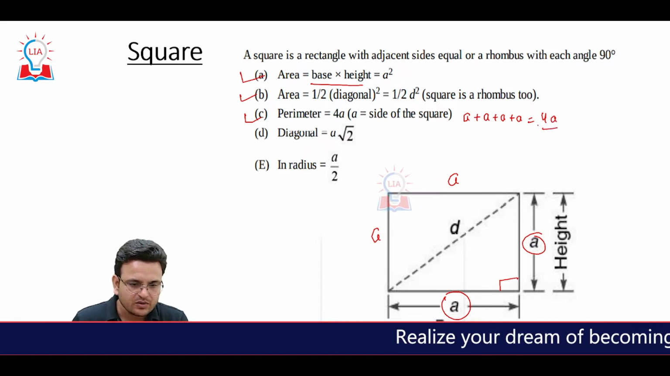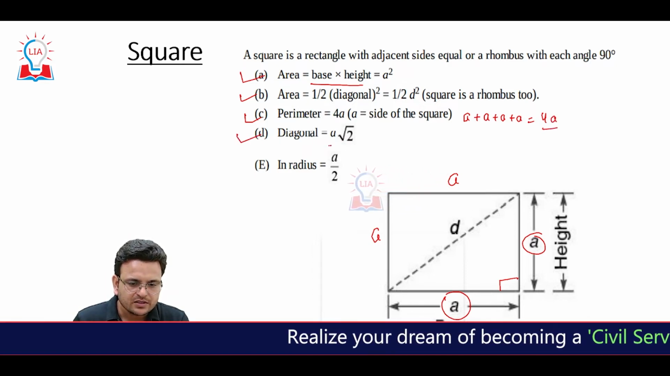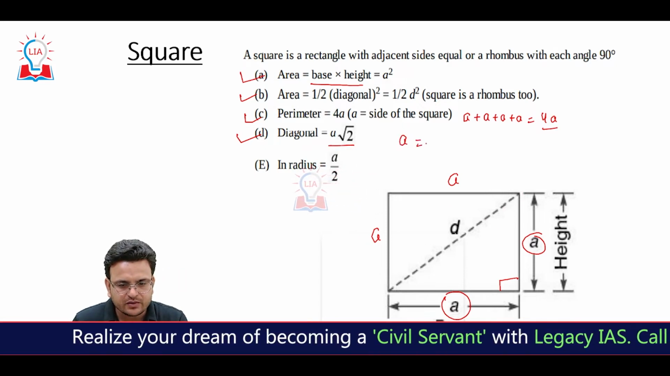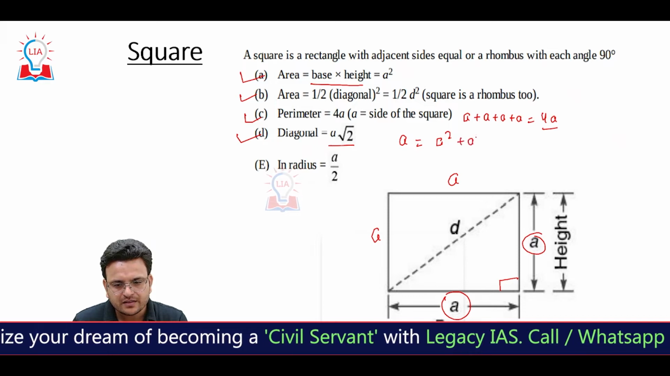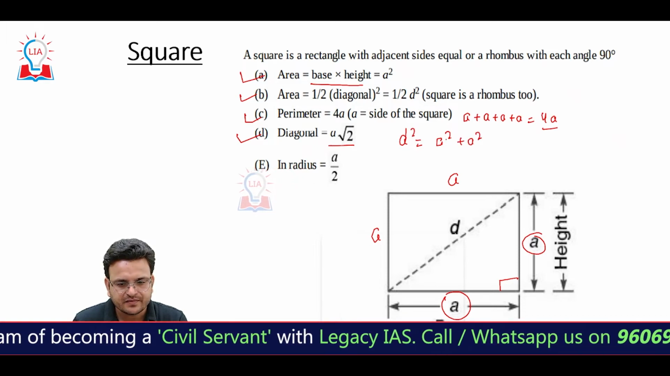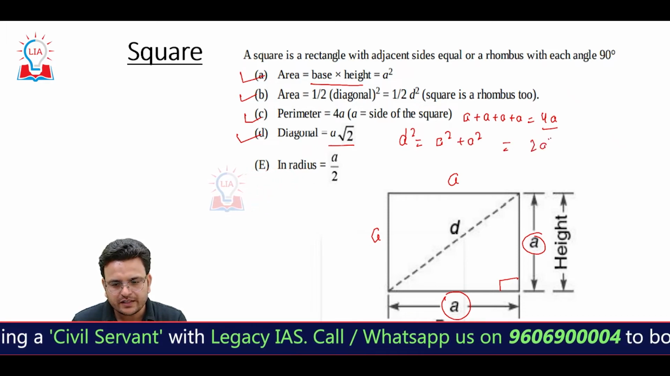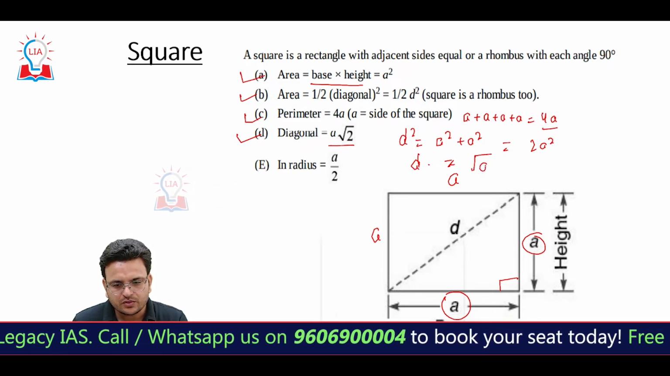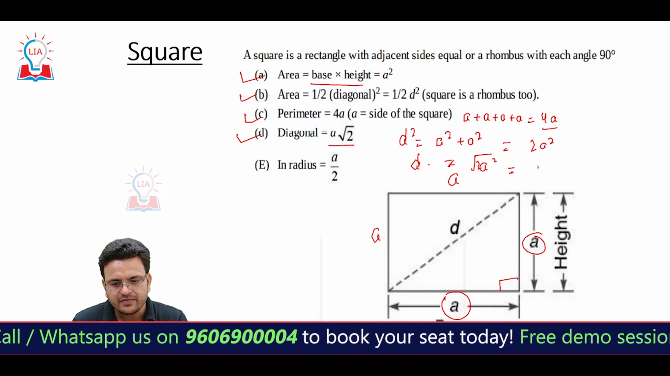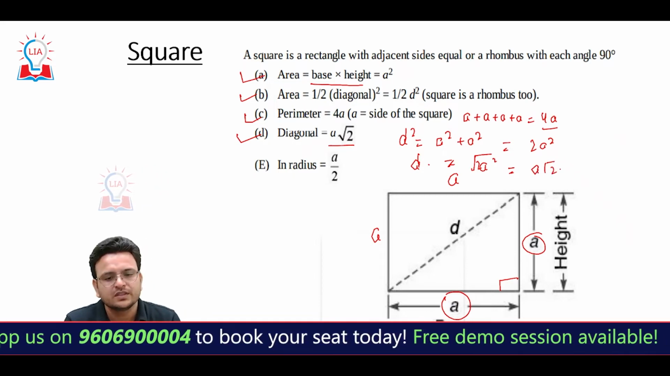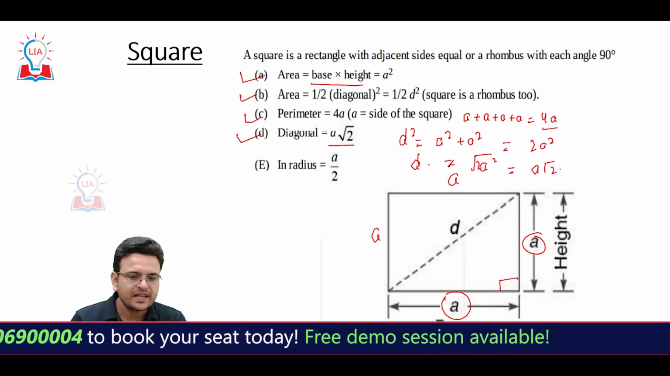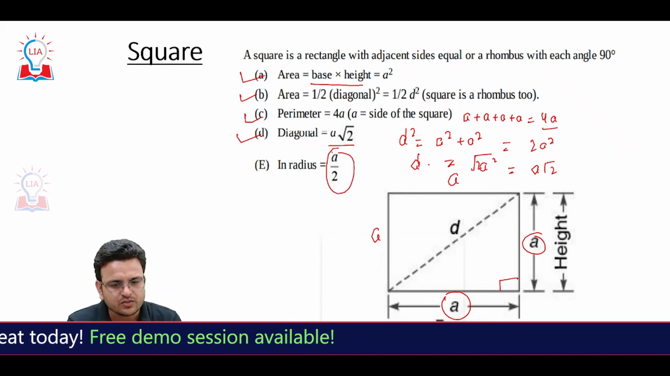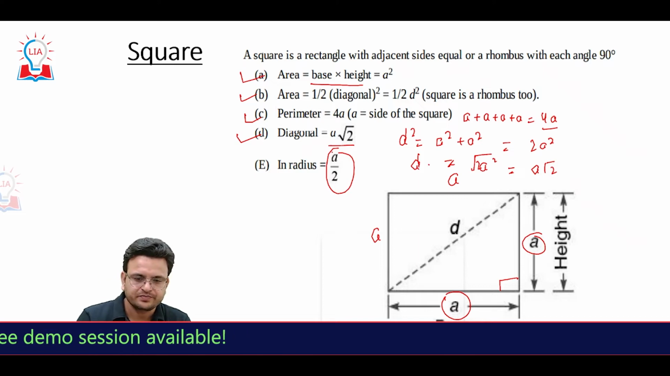In the same way, the diagonal will be A root 2. This is the right angle, so we can say the diagonal squared equals A square plus A square, which becomes 2A square. So D becomes root of 2A square, and it becomes A root 2. I hope you are able to understand it. And then the radius will be A by 2. So these are some basic formulas of the square you have to understand.